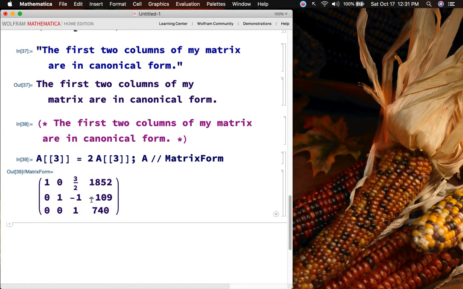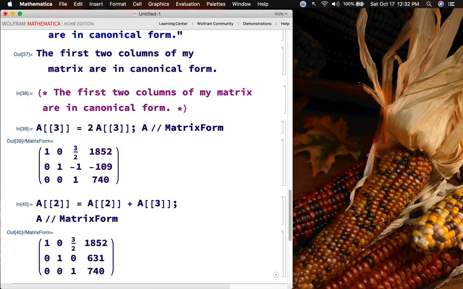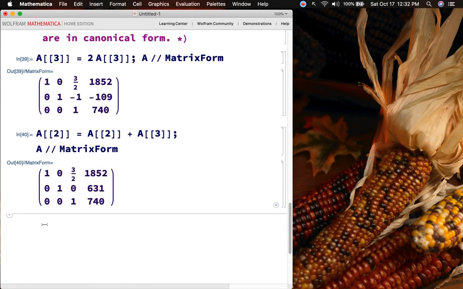So now I need to replace the -1 with 0. How should I do that? Well, refer back to my canonical 1. 1 plus -1 is equal to 0. So I'm transforming the second row by taking each number in the second row and adding to it the corresponding number in the third row. Okay.